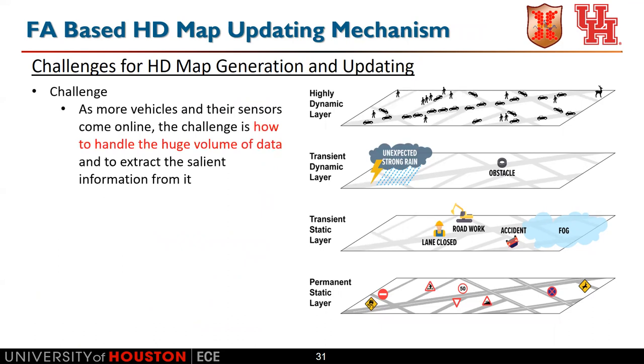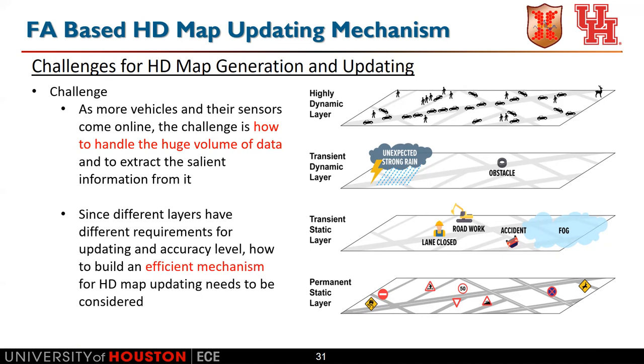So what are the challenges for HD map generation and updating? Firstly, as more vehicles and their sensors come online, the challenge is how to handle the huge amount of data and extract the salient information from it. The second is that since different layers have different updating frequency requirements, how to build an efficient mechanism to update the HD map needs to be considered.